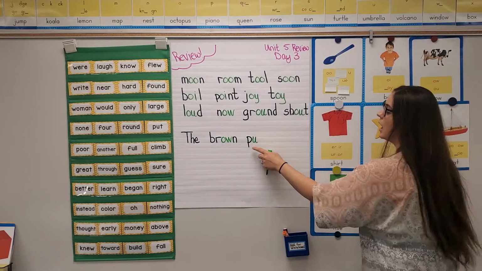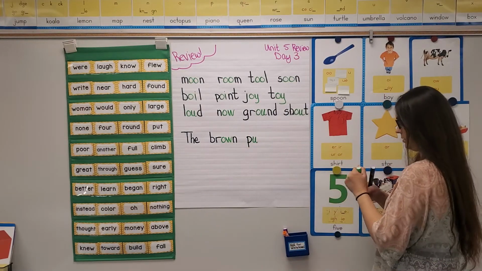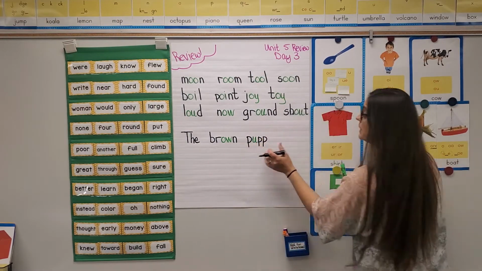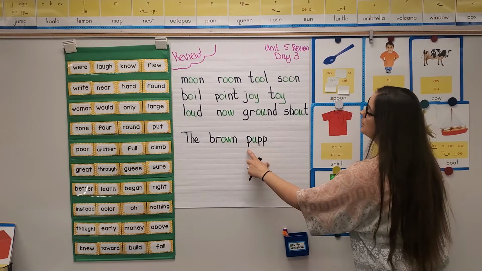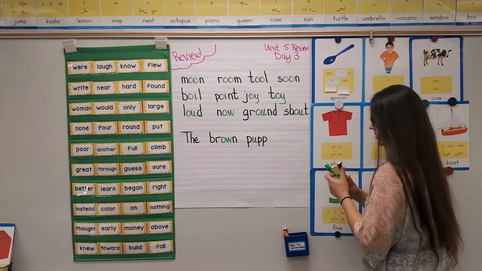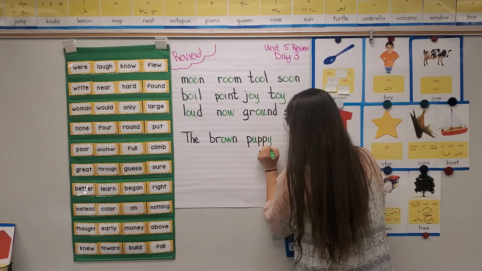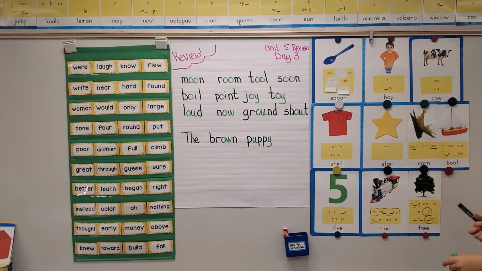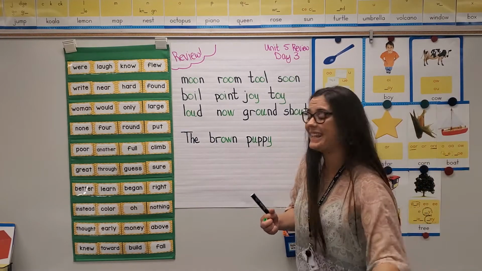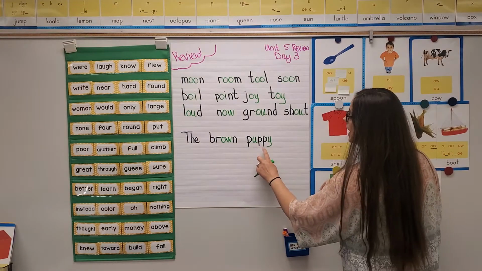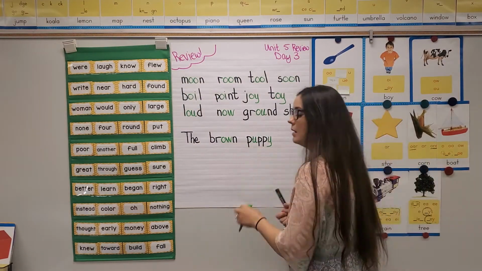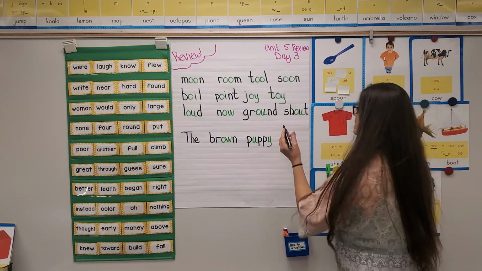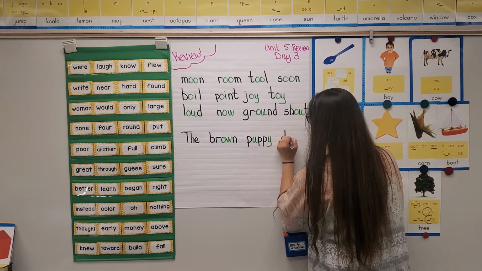Short U, pa. Remember, two P's, we just double up on that pa. Pa up. And remember, Y can also say long E. So that Y says E, pa, pa-e, puppy. That brown puppy. Sounds like that brown puppy from the other day.